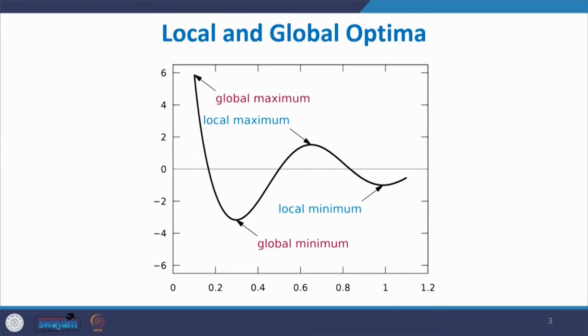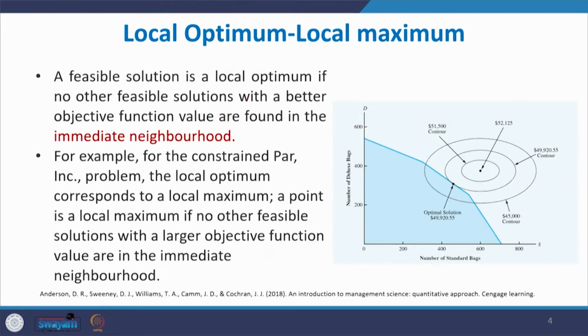Look at this picture. At the bottom there is a point called local minimum. Among these minima, this point is the global minimum. And similarly, there is a local maximum, then there is a global maximum. This is an example of local and global optima.